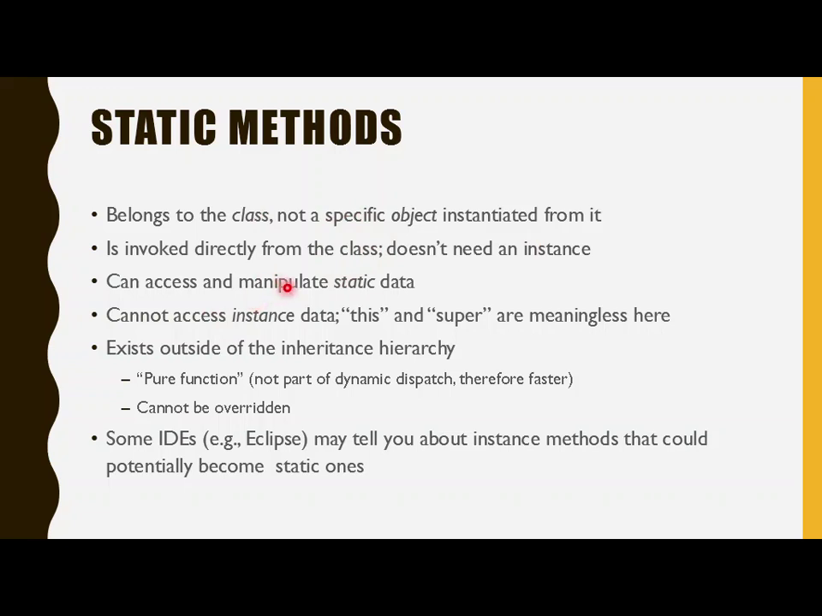So one of the things that should be clear, if you can think about it, the keyword this doesn't make sense at all. If you're writing a static method, you better not try to use this, and you better not try to use super. Remember that this stuff exists completely outside the inheritance hierarchy. The static world doesn't even know that the instance world exists.